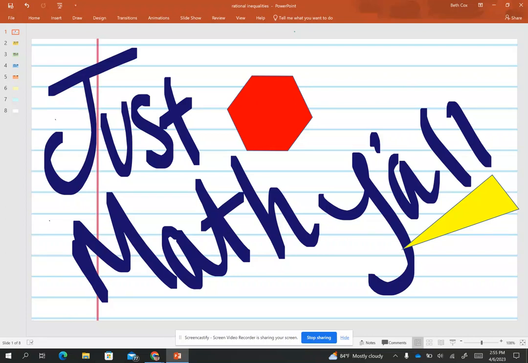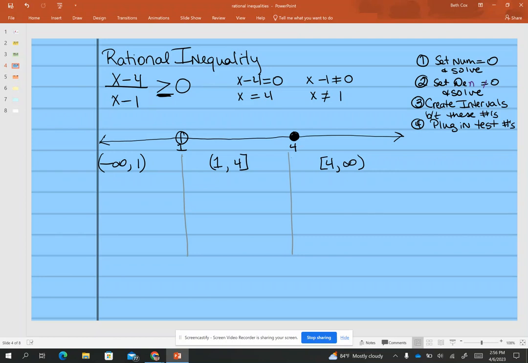We are going to be looking at rational inequalities. Last time we did polynomial inequalities. Today we're going to look at rational inequalities. We're going to learn how to solve a rational inequality. Here we go. Here's our first example.